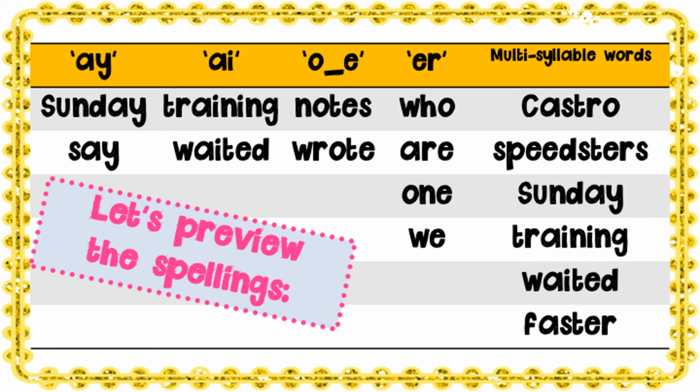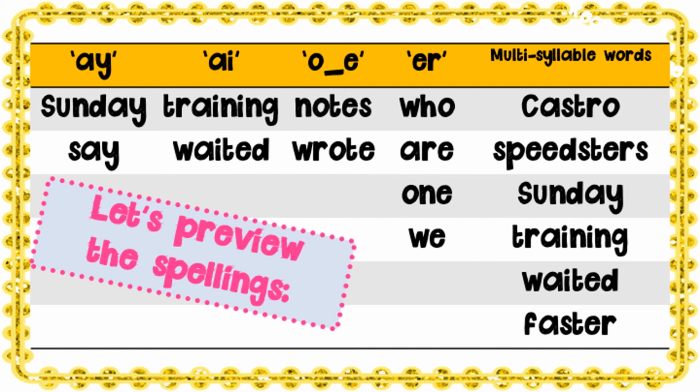Now look at your multi-syllable words. So these are bigger words, but we know how to break these words apart. As long as you can read those sections or syllables, you can put it together to make the full word. Okay, the first one is their last name, which is Castro. The O in Castro is just going to say O. It's one of those tricky spellings. Do you recognize one of the words in the second word? Speed, right? So let's sound that one out. Speed, speedsters. And we've got Sunday.